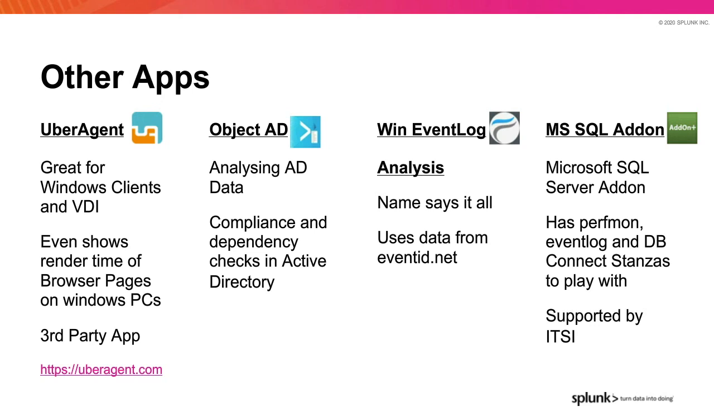The Uber Agent, for example, has a cost associated with it because it's not from us. It's actually a company from Germany that created this, by a guy who used to be a Citrix MVP. I think he still is. It's great for looking at performance of Windows clients, really. Lots of customers in Germany are using it, and I think even in the US. There is also another great app called Object ID. We are going to send you a link with a demo of Object ID and Uber Agent in a follow-up email.